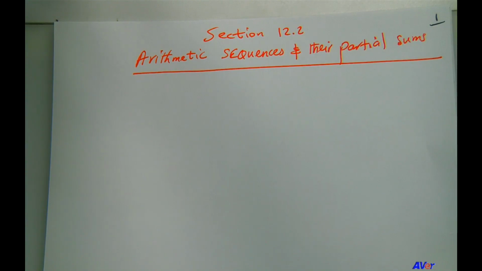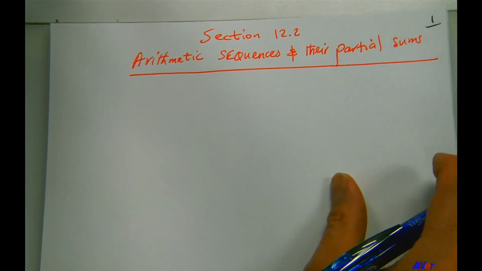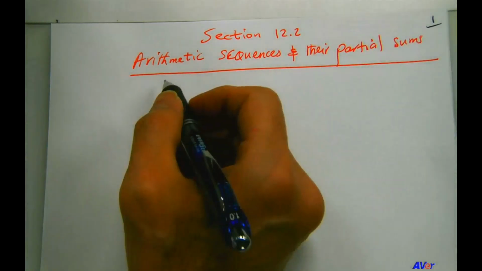Welcome to our discussion of section 12.2, where we will talk about arithmetic sequences and their partial sums. Last time, as you recall, we discussed sequences and even talked about a specific sequence called the recursive sequence. This time we will talk about another type of sequence, which is called the arithmetic sequence. Just to begin with, let's briefly describe what these kinds of sequences are.